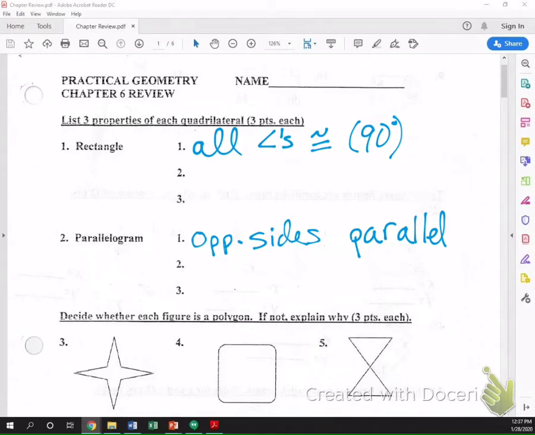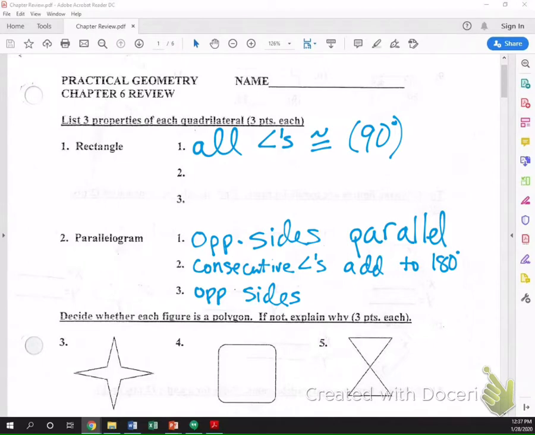Okay, so the consecutive angles are supplementary, or I'm going to say add to 180. Okay, any other properties? Yes? Opposite sides are congruent. Yes, opposite sides are parallel, consecutive angles add to 180. I'm going to say opposite sides, and angles, are congruent.